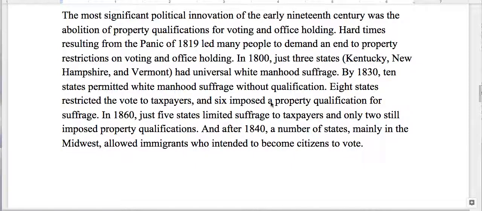So we're seeing that the grip on who gets to vote is being loosened, and all throughout from about 1800 all the way up to the 1860s, you're getting more universal white manhood suffrage, so white males are voting without property restrictions. And even in states out west, like perhaps in Minnesota, in the Midwest, and in the western states, you're even having immigrants who intended to become citizens vote.